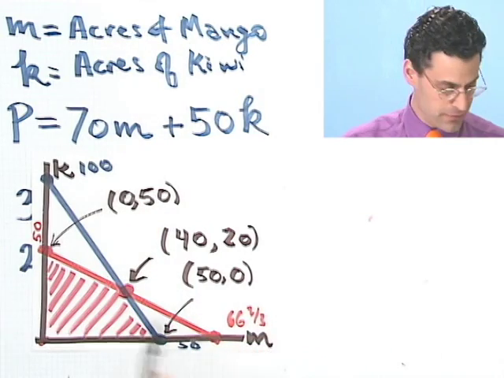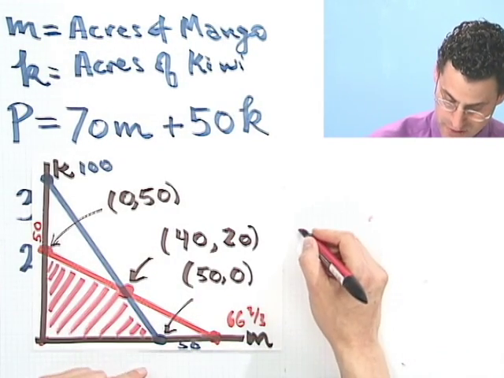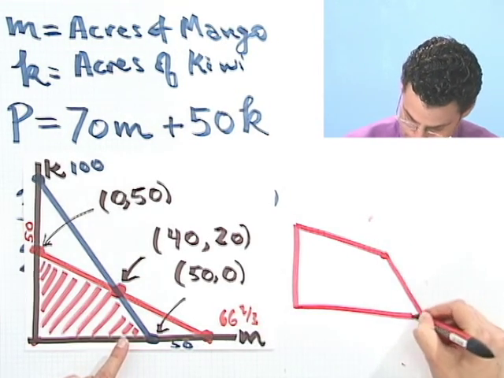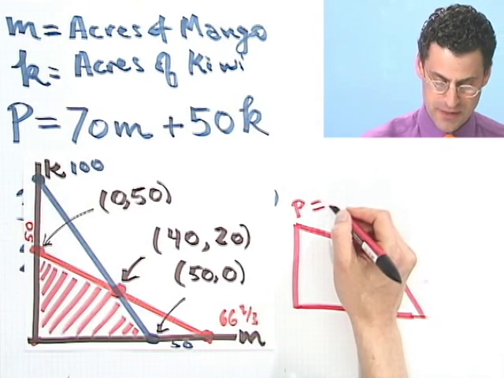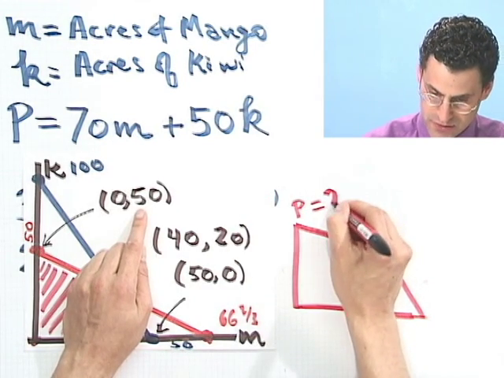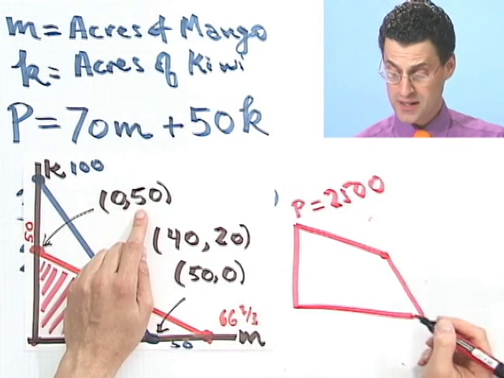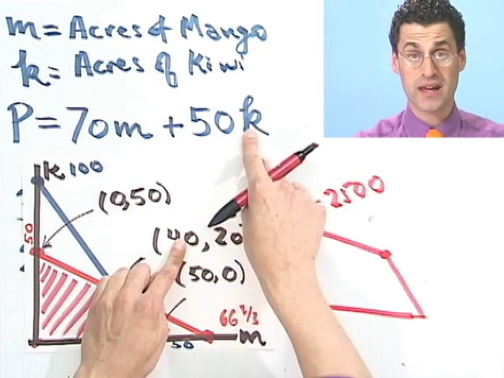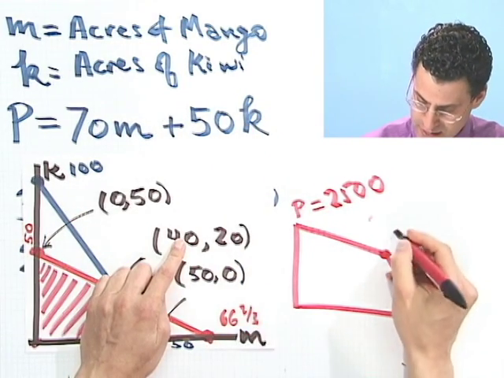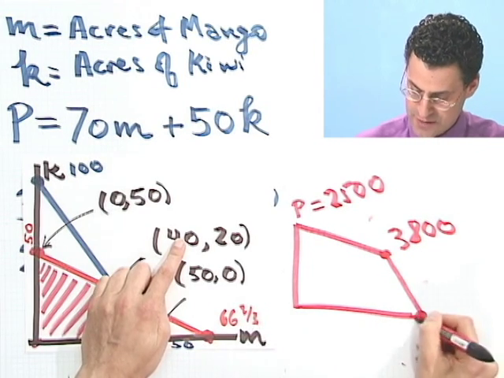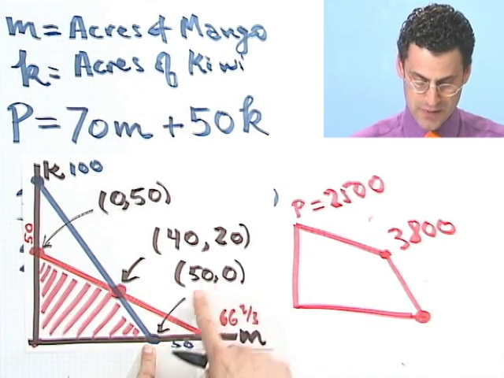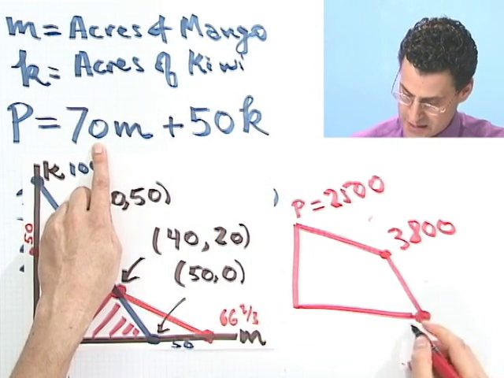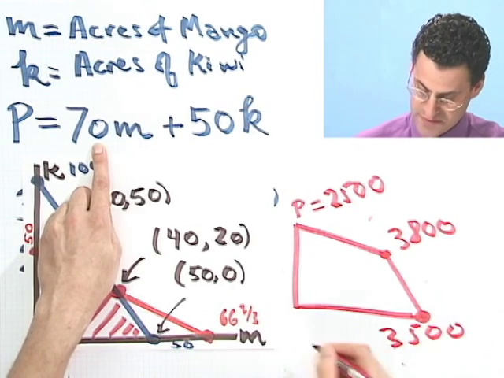I see a profit of, let me just draw this out here really fast. I'm going to draw this little region here. So the profit here would actually be 50 times 50, which is 2,500. It's a lot of money. What if I look at the profit here? Well, then I put in 40 for m and 20 for k, and I compute what that is. And if you do that, you get 3,800. And finally, if you do all mango all the time, that's 50 mangoes and 0 kiwi. If you compute that, you would see 3,500. And this produces a profit of 0.